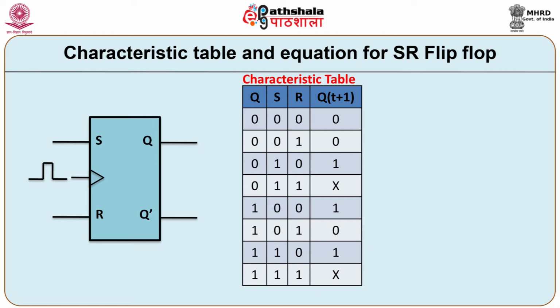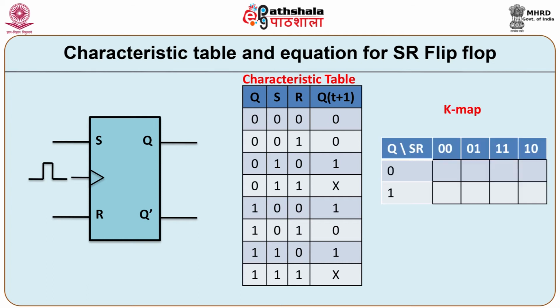To obtain the characteristic equation for the flip flop, it is necessary to use K maps for simplification of the Boolean expression. For the SR flip flop, a K map for 3 variables is required with Q and SR as inputs. Let us map the next state Q(t+1) in the K map.